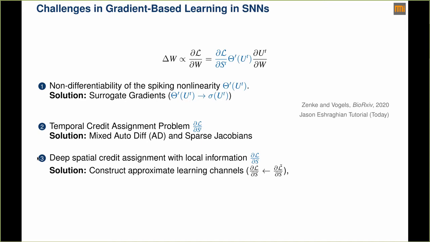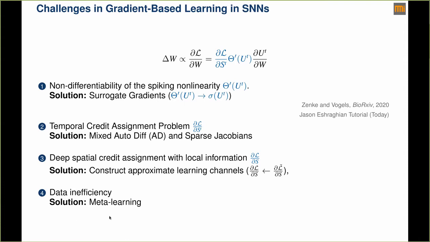Another issue here is the deep spatial credit assignment. In the same way that we need to assign credit in time, we need to assign credit in space. So the hidden neurons in the network are going to affect the output, and we need to assign credit for a change that's made in the hidden neurons. The solution here is to construct these approximate learning channels.